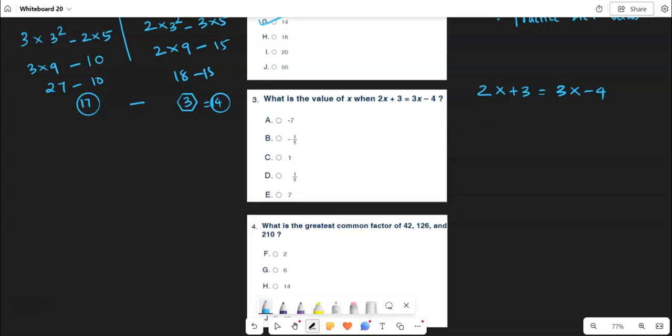Combine the like terms. Take away 2x from this side, so it cancels out. At the same time, take away the minus 4 from the other side. So on the left side we have 4 plus 3, which is 7, equal to 3x minus 2x, that is 1x or x. So the value of x is 7 at this point. So we have the option x is equal to 7. That's the right choice. Moving on.